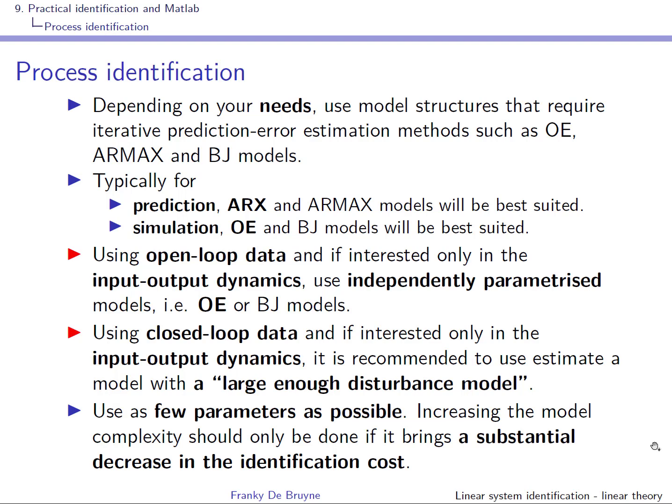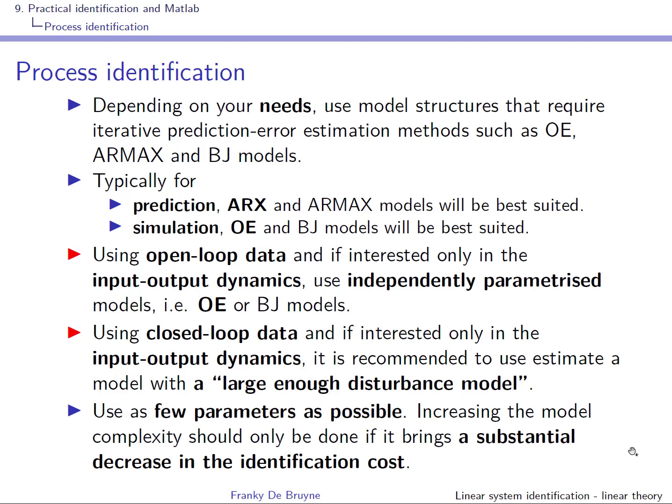But remember that if you're using an ARMAX model structure, you will use non-linear least squares, and you end up with the risk of going to a local minimum. If you're interested in simulation, use output error model structures, and you could complexify to Box-Jenkins model structures. As a general rule, use as few parameters as possible, and increase the model complexity if it brings a substantial decrease in the identification cost.